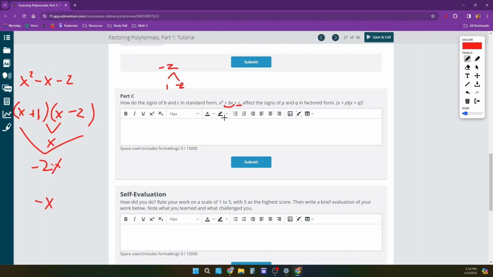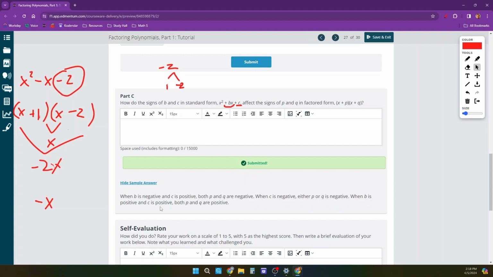So if the middle term is negative, that means that either both need to be negative or the last term needs to be negative. I'm not sure if that's exactly what they were going for, but that's something I would put. When b is negative, c is both positive, negative. Yeah, that's basically what we went over. So yeah, that works.